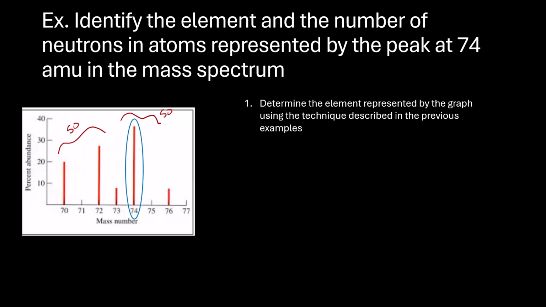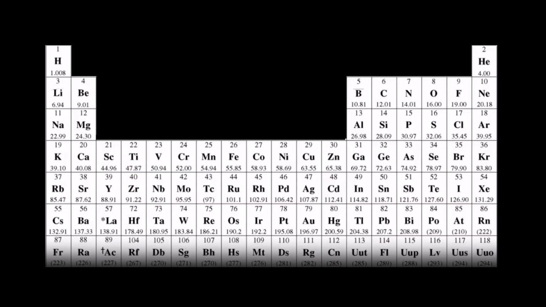So my estimate is that the average atomic mass is somewhere between 72 and 73 AMU. Once we get that, we go to the periodic table and try to figure out if any element has an average atomic mass somewhere between 72 and 73. If you look closely, you're going to see that germanium has an average atomic mass of 72.63. It's the only one on the periodic table, so that's the element we're looking at. Also, note that the atomic number for germanium is 32. That's going to be important in calculating the number of neutrons.